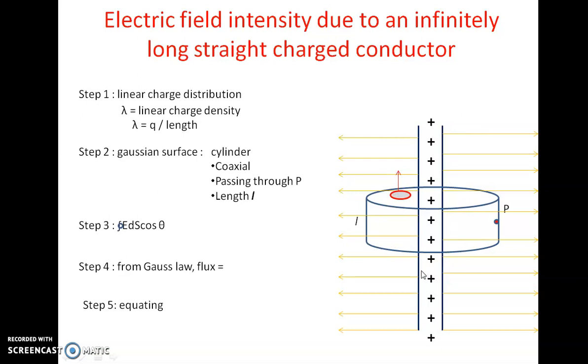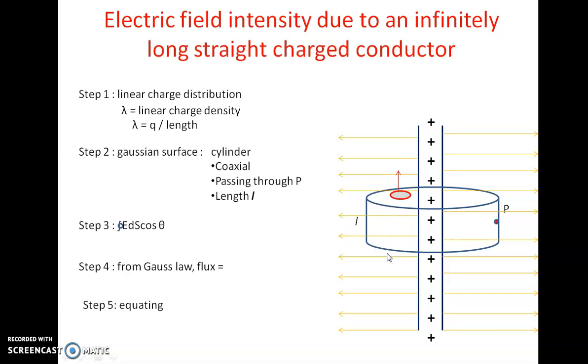So which area is contributing to the flux? Only this curved area is going to contribute to the flux. See, what did we see? This cylinder has three surfaces: the top surface, the bottom surface, and this curved surface.